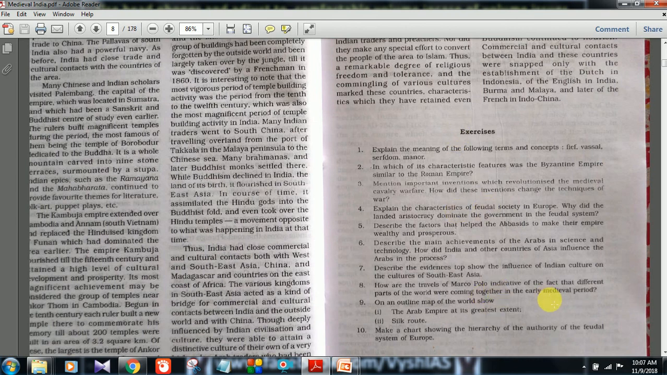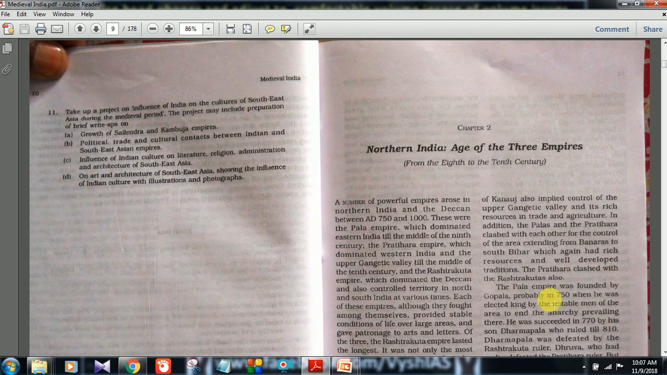So like this we'll continue with different chapters. I think the next chapter is this one, Northern India, age of three empires. So we'll do the Pratihara Empire, Gujara Pratihara, these all things will be there, Kanauj triangle. That we'll discuss in the next video.